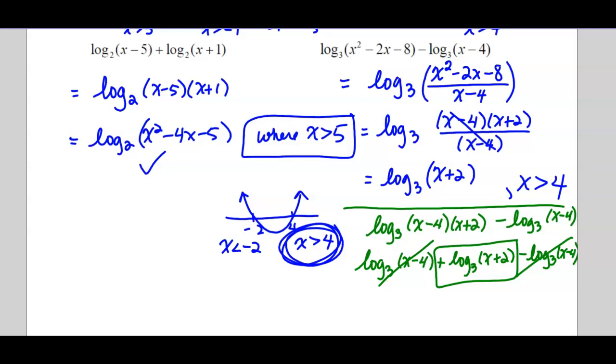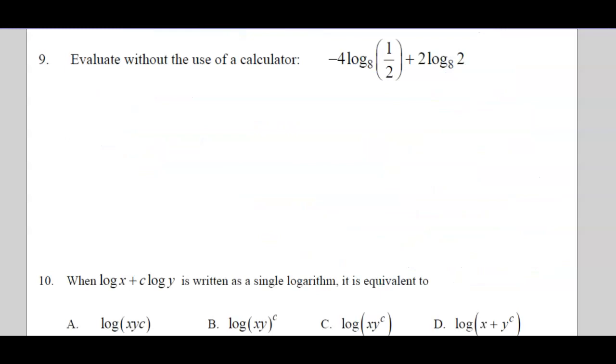Okay, next one, question 9, turn over. Again, evaluate without a calculator. Okay, so maybe hopefully you can do that in your head.